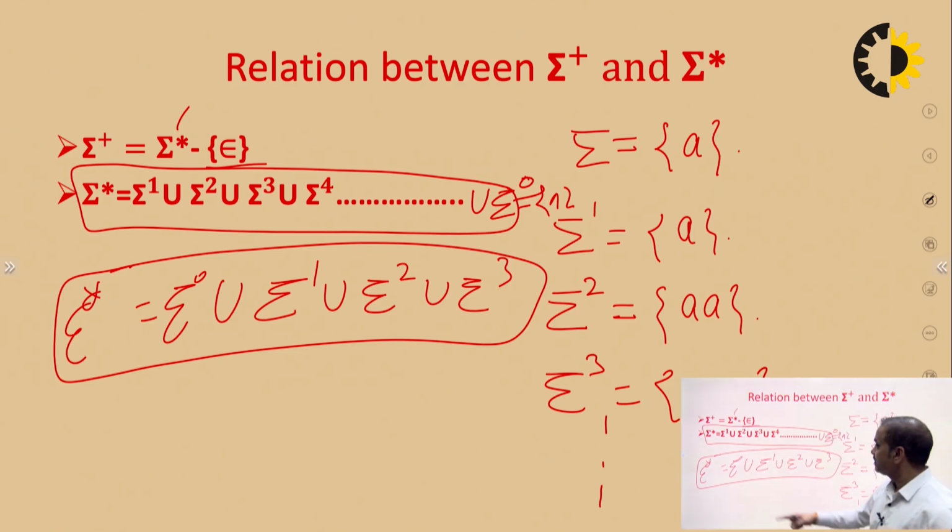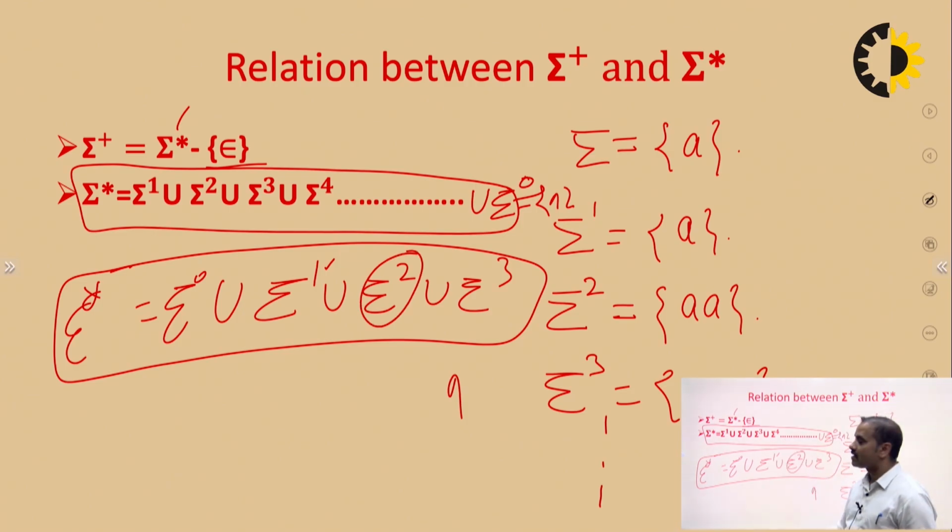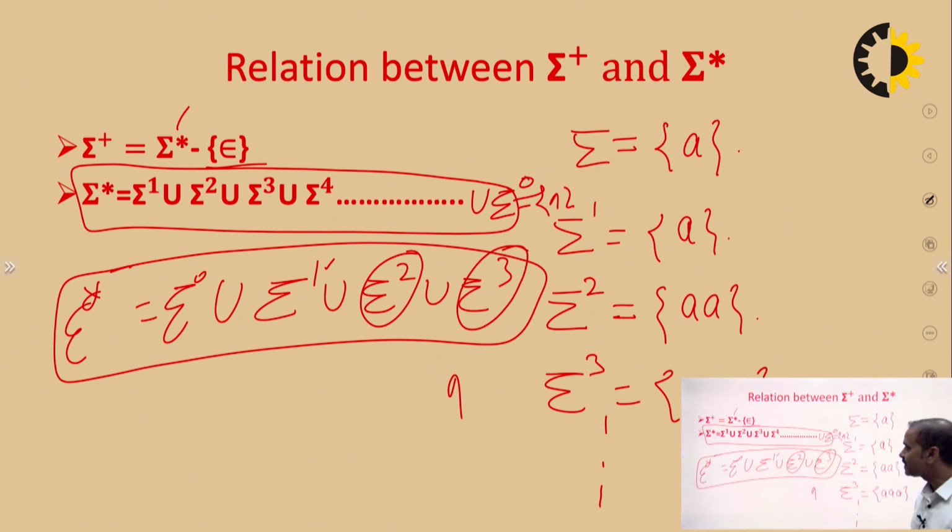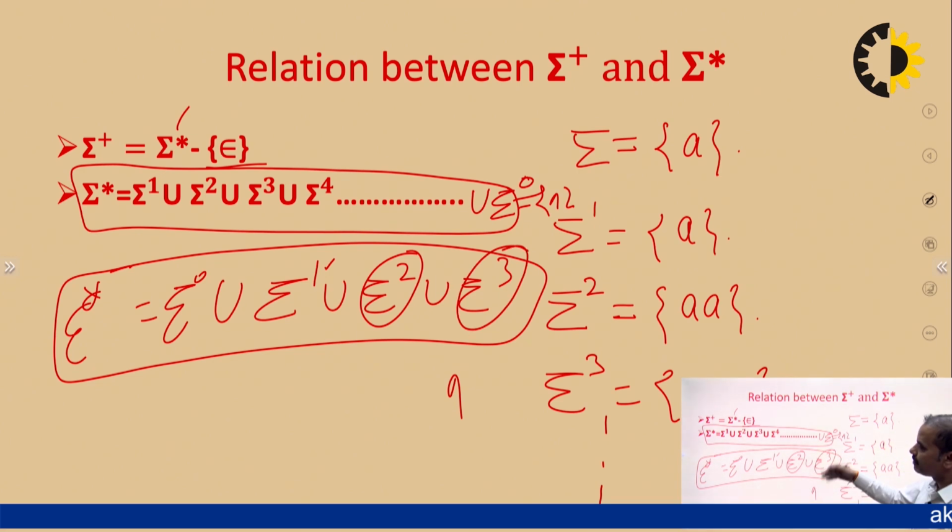I will explain it. Sigma 0 means a string of length 0, that means null, only null. Sigma power 1 means strings of length 1. Sigma power 2 means strings of length 2. Sigma power 3 means strings of length 3, and so on. After combining these, we get sigma star.